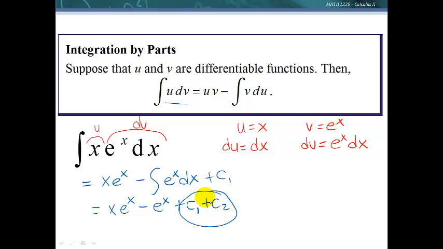So we're not going to bother to write those both times. We're just going to stick one on the end and call it c. So our final answer is x e to the x minus e to the x plus c.